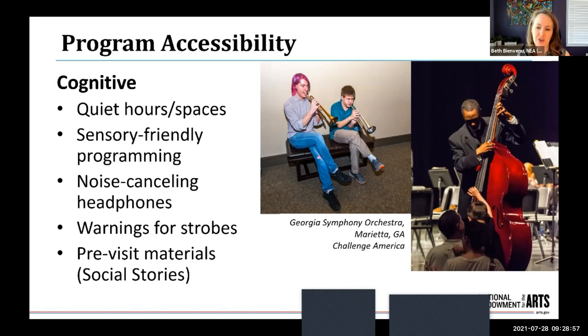There's two images from the Georgia Symphony Orchestra in Marietta, Georgia. They received a Challenge America grant from the NEA. On the left are two men, so it's like a man and a boy, each playing the trumpet. And then on the right is a man playing the string bass. Looks like he's on the stage, and there are people standing, looks like in the orchestra pit, reaching up to touch the string bass. And so this might be a pre-show or after-show experience where people can have access and touch the instruments and talk with the performers.